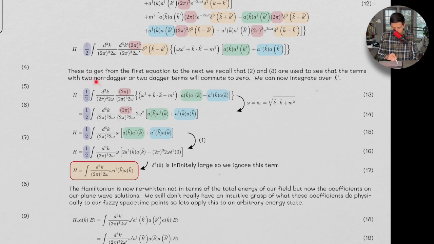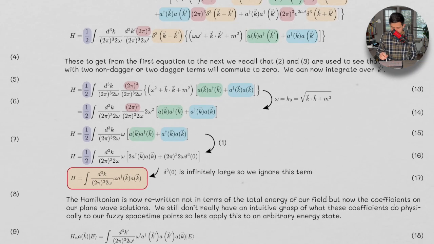To see that the terms with the two non-dagger and the two with the dagger terms will commute to 0, and we can now integrate over k prime. So when we integrate over k prime, this Dirac delta is going to collapse all k primes to k. So everything that has a k prime is going to get reduced to k, and so we get from here to here.